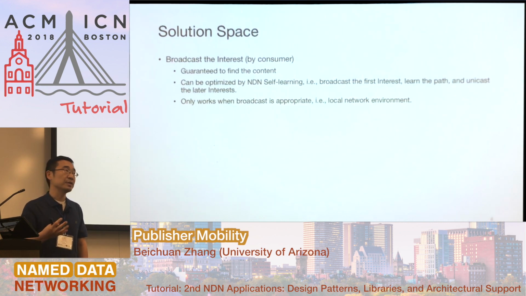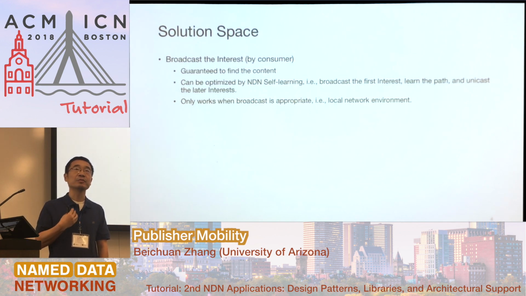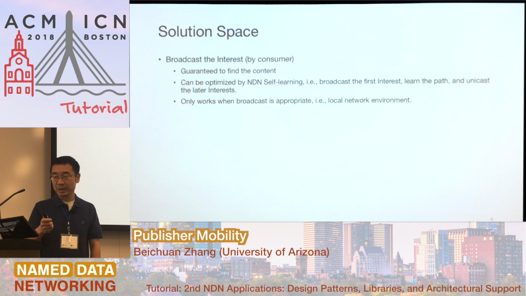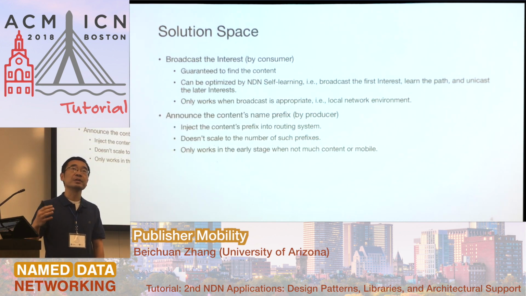Of course, the first interest still has to be broadcasted, which means it only works in some kind of local environment. If we're talking about the internet, then there's no way you can broadcast even the first interest. So from the consumer point of view, you can broadcast your request. And from the producer point of view, when the producer moves, it could announce its name prefix through the routing system. So the routing can keep up to say where to forward interests towards this prefix.